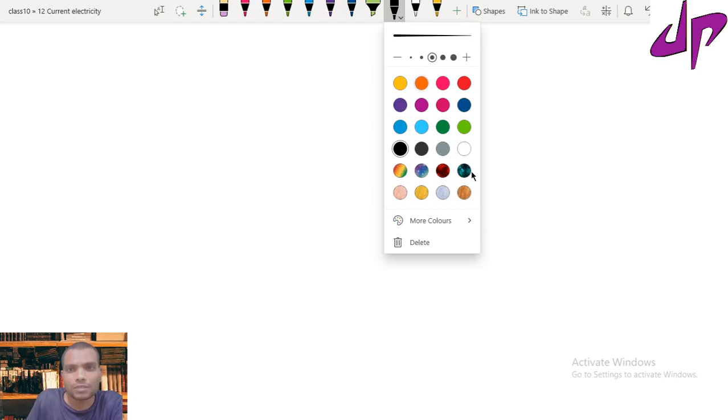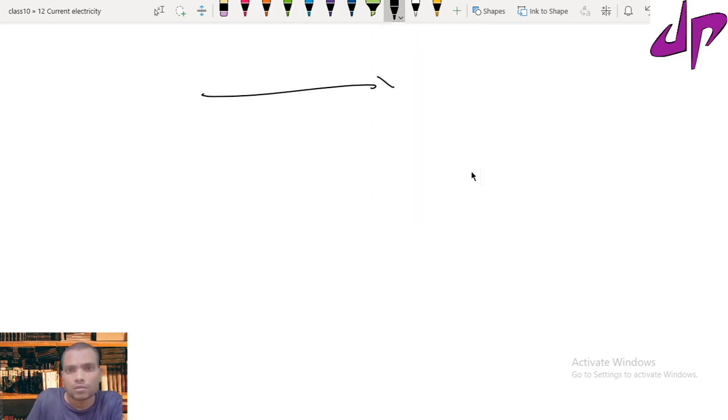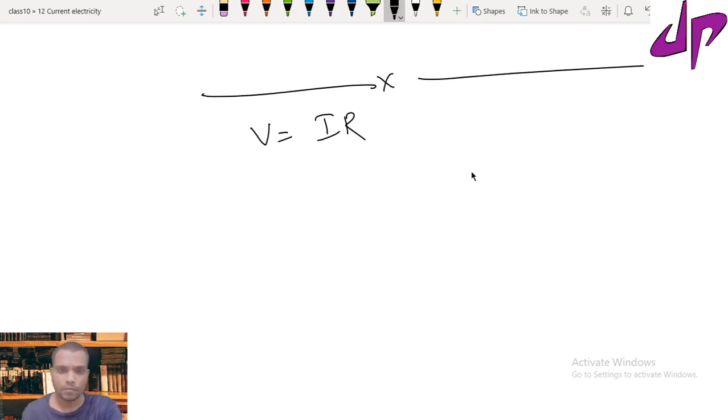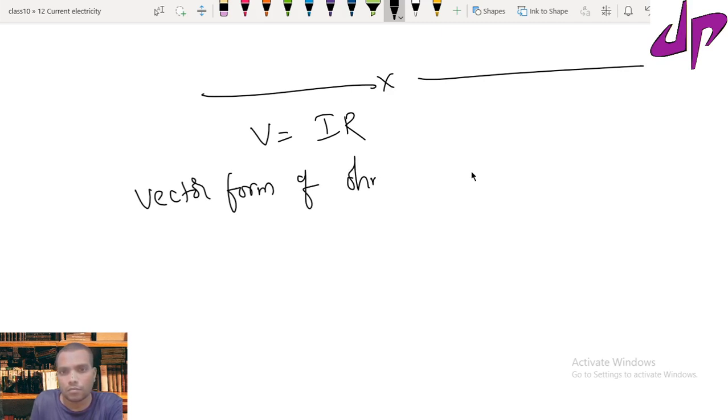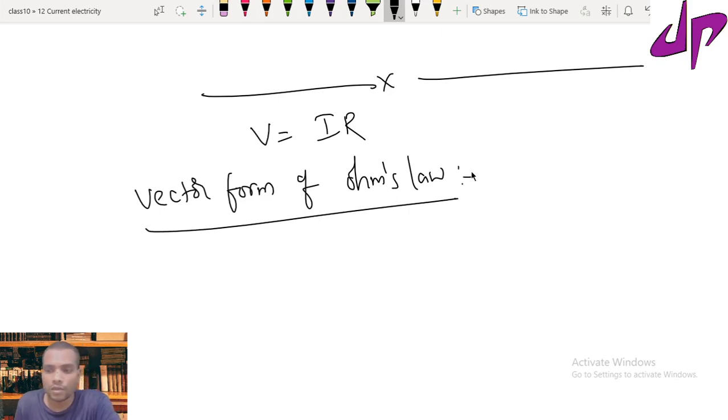So for the next concept, since we derived Ohm's law giving V equal to IR, here I would like to derive the vector form of Ohm's law. What does it look like, and why is it necessary to derive the vector form of Ohm's law?